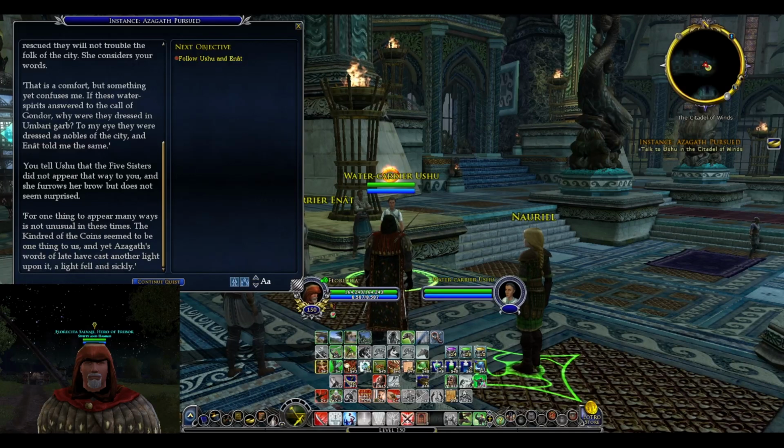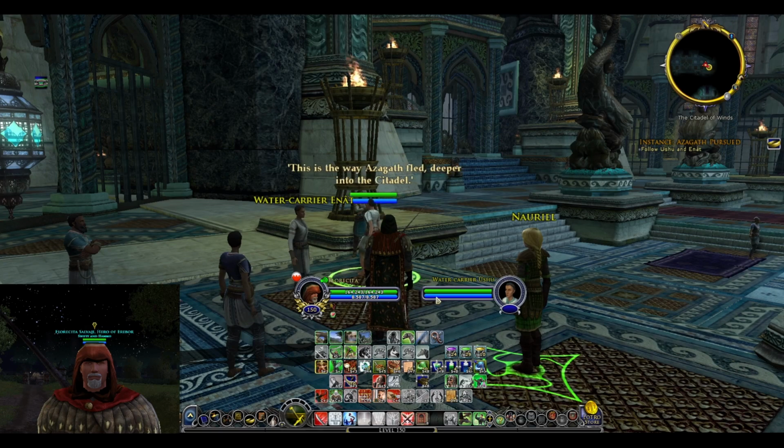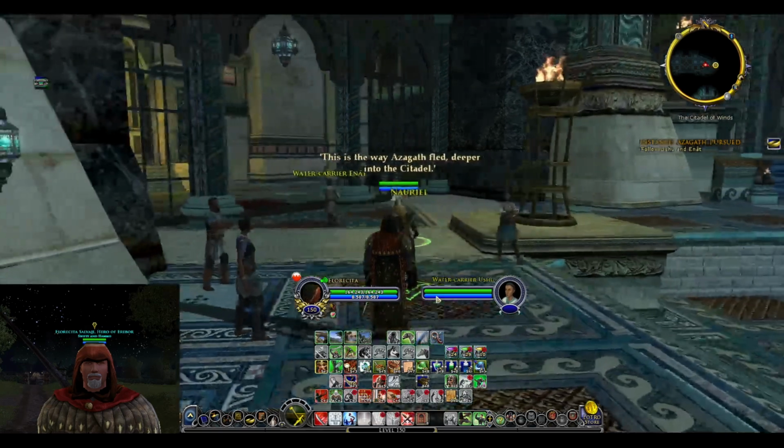For one thing to appear many ways is not unusual in these times. The kindred of the coins seem to be one thing to us, and yet Azagath's words of late have cast another light upon it, a light fell and sickly. This is the way Azagath fled. Deeper into the Citadel.